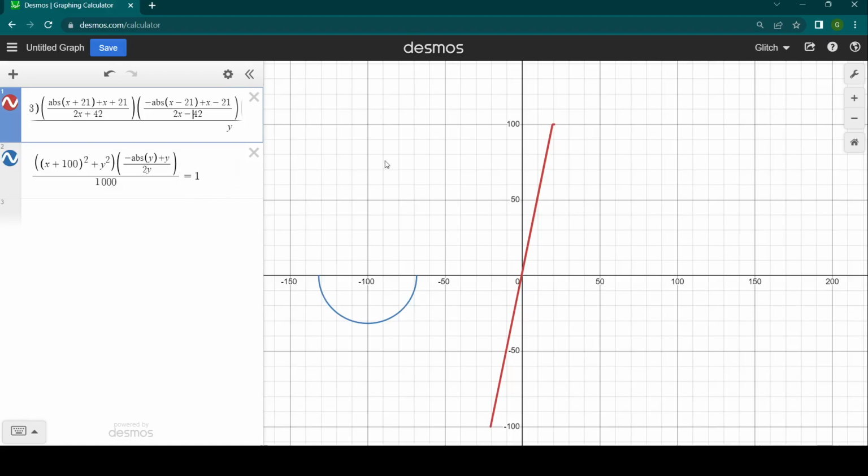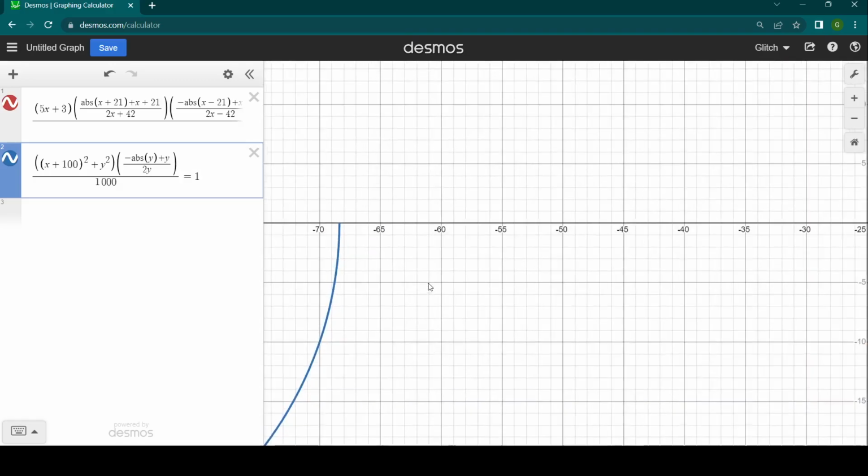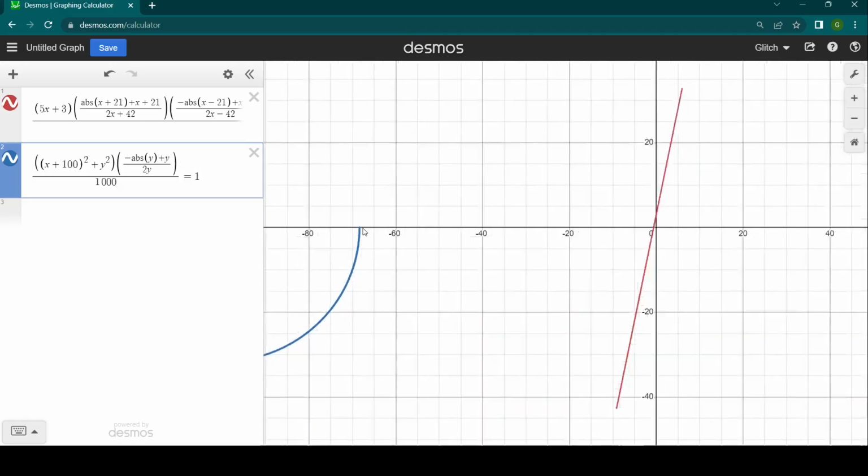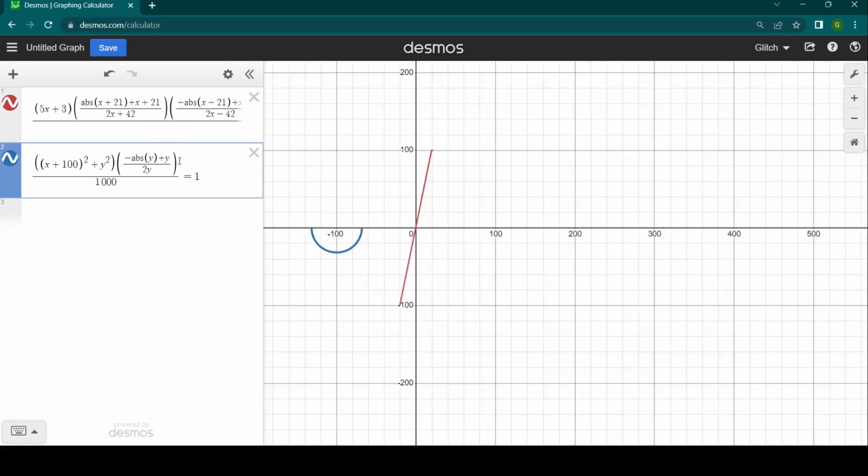But we still need a barrier over here that stops this one from interfering with this one. So let's say at negative 50, this one can't go anymore. Or we can get it actually smaller than that. Let's say negative 65. That sounds pretty good. So we'll do absolute value of x plus 65 plus x plus 65 divided by 2x plus 130. And we make it negative, and there we go. And now we're ready to combine these graphs.